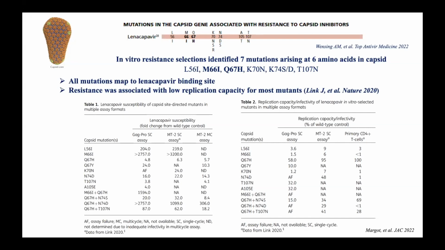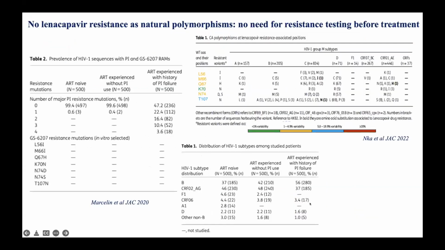The first have been identified in vitro, and particularly you can see that 2 of them, M66I in combination with Q67H, can have a very strong fold change of resistance. Also interestingly, if there was this resistance, you see that the virus did not replicate very well, so you have a very low replication capacity.